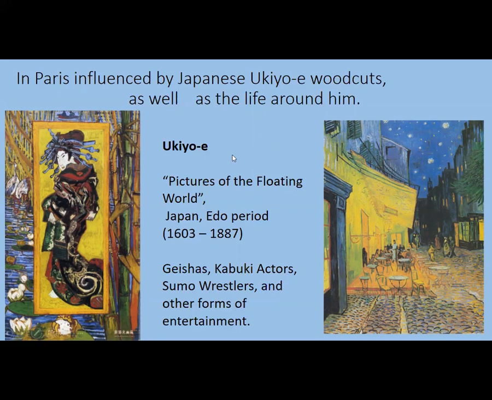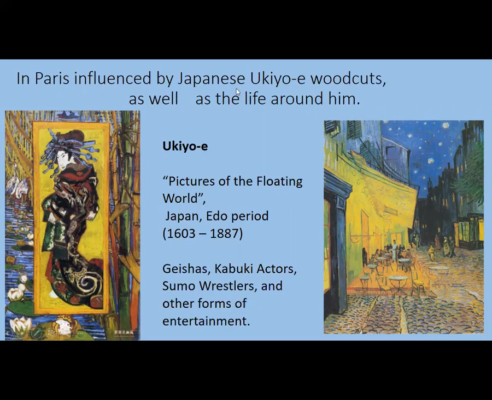And this particular kind of print is from the Edo period of Japan, and this term ukiyo-e means pictures of the floating world. A lot of times these prints would be of geishas or kabuki actors, sumo wrestlers, or other forms of entertainment. And Van Gogh was totally inspired by them. And this is a painting he did of a courtesan or a geisha that was more or less a copy of a Japanese print that he saw. He's really interested in the way they depicted space and the colors they used.